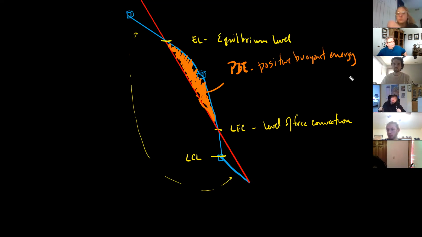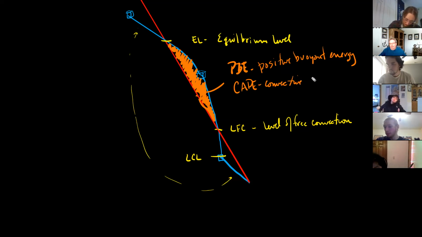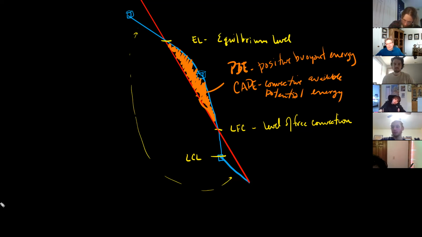There's another name for that, Sam. What is it? CAPE, which stands for convective available potential energy. So PBE and CAPE are exactly the same thing. Positive buoyant energy, convective available potential energy. Okay.